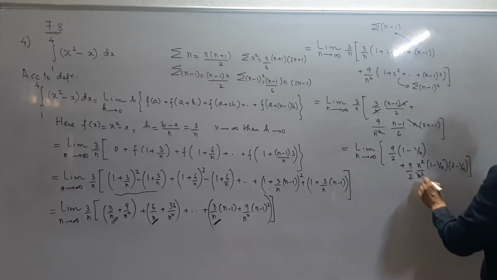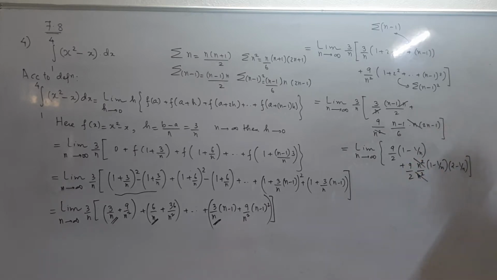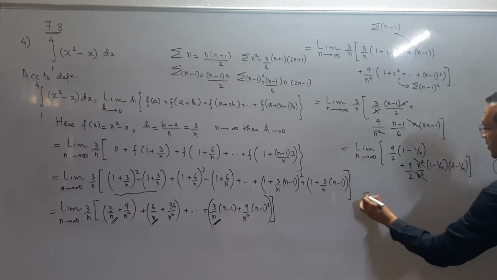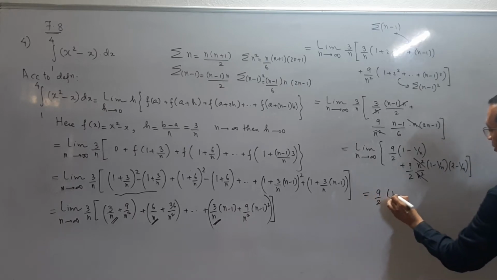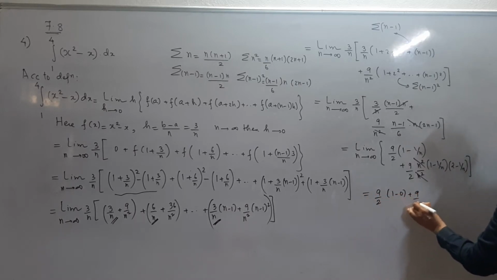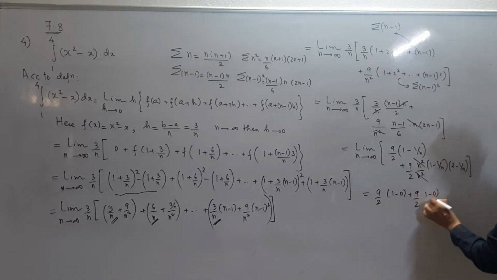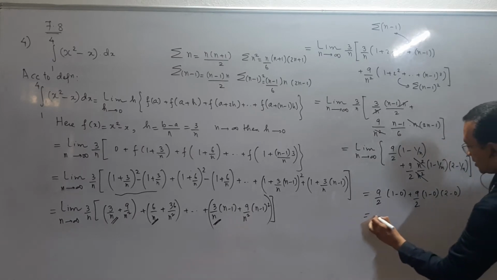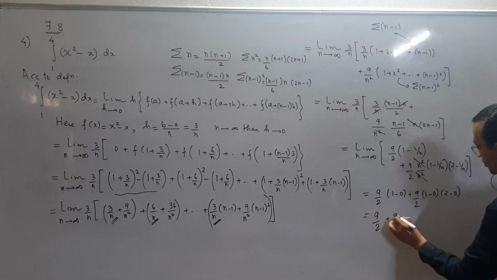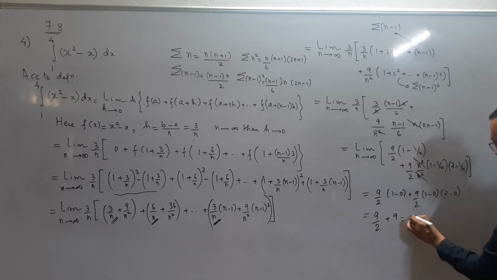Now, this term gets cancelled, and taking the limit, 9 by 2 into 1 minus 0 plus 9 by 2 into 1 minus 0 into 2 minus 0. So finally our answer will be 9 by 2 plus 9, 18 plus 9, that is 27 by 2.